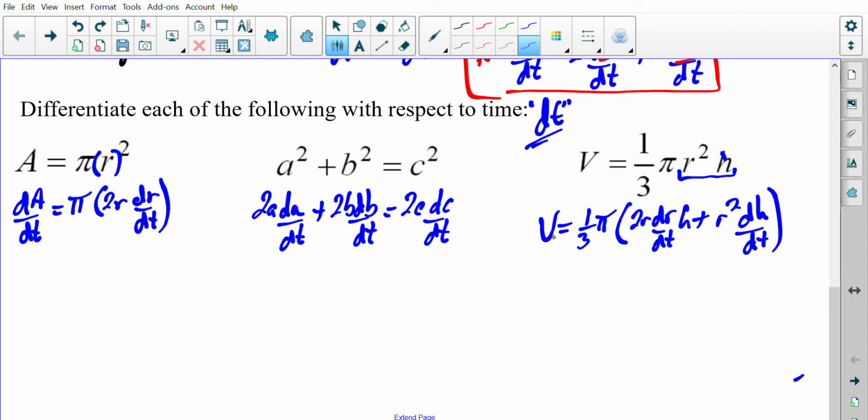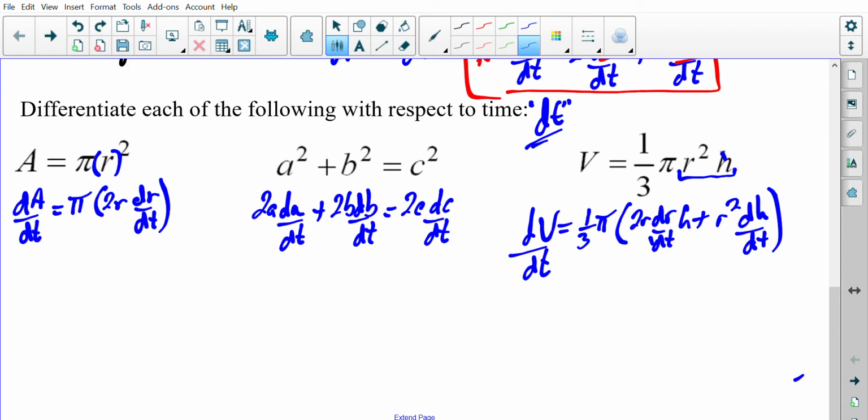Oh, I forgot to take the derivative of the left side. So the derivative of volume is dV over dt. So that would be the rate at which the volume is changing as time passes. That would be the rate at which the radius is changing as time passes. And this would be the rate at which the height is changing as time passes.